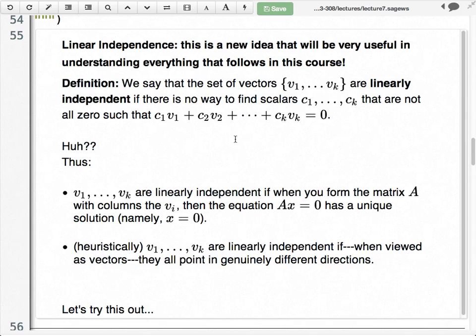Equivalently, let me explain why this is. Equivalently, if you take the matrix whose columns are v1 through vk, and you imagine multiplying that matrix by x and getting 0, then this equation in x has only the solution x equal to 0. So that's the only solution.